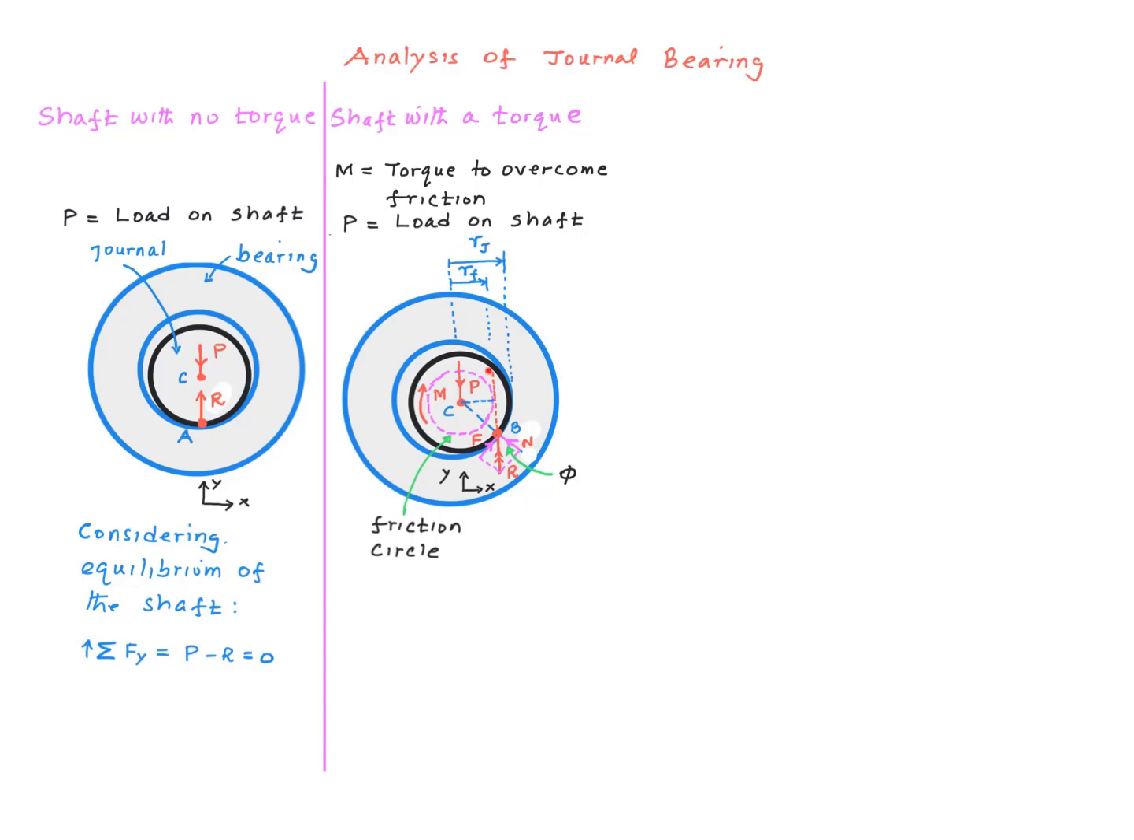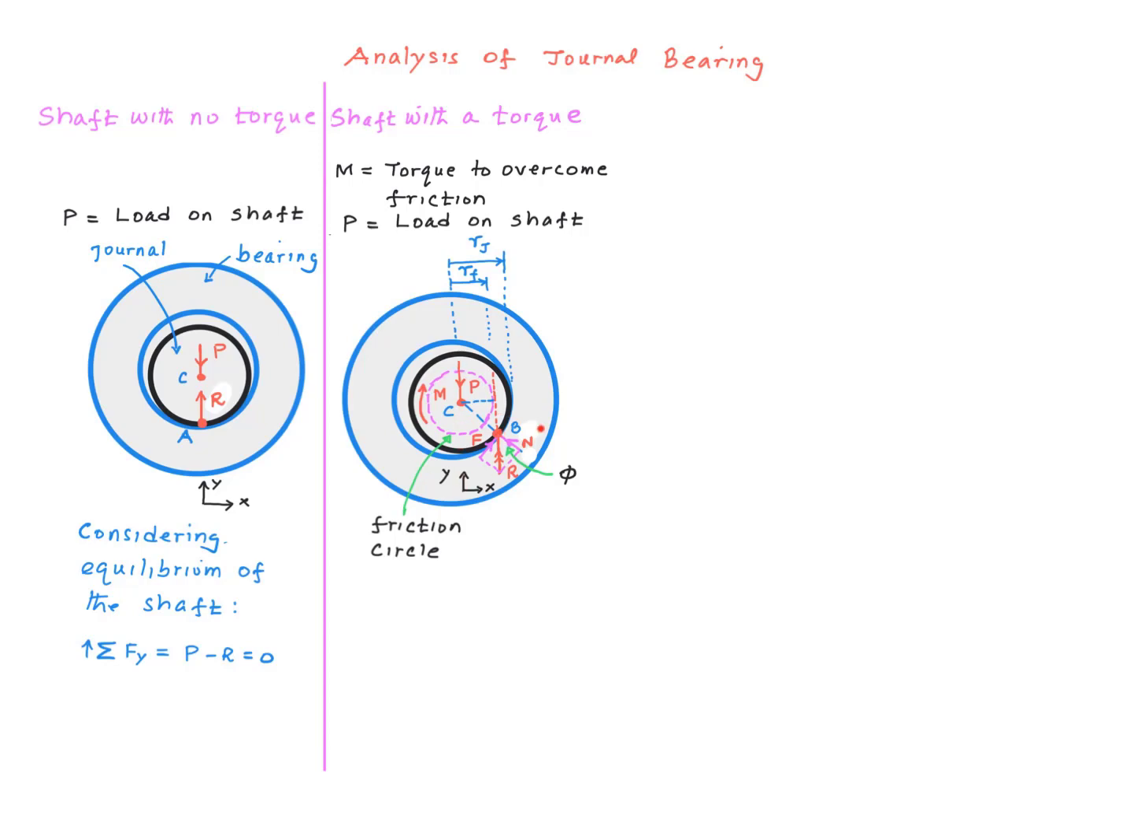Now that R is off-centered, there is a moment arm to the line of action of that, and therefore R multiplied by that moment arm will be able to counterbalance the applied torque M. And this is why the contact point B has to move away from the vertical line.